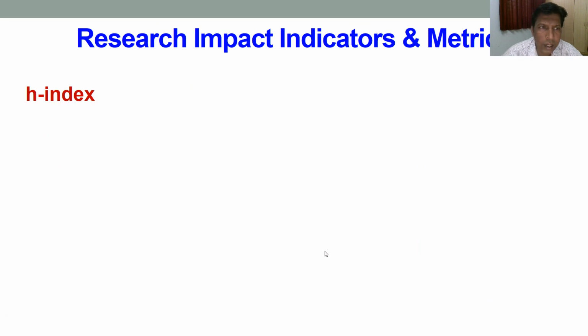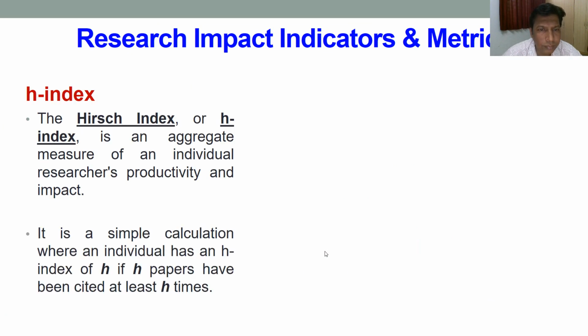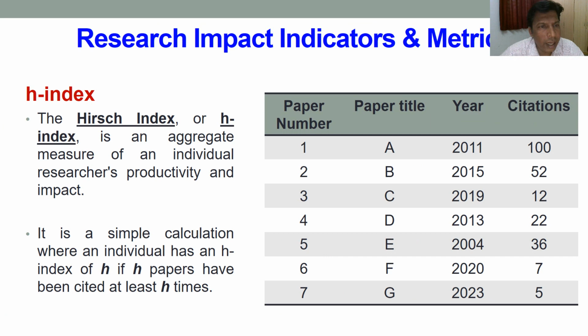So if you take one simple example, the H index is named after Hirsch, so it is also called the Hirsch index. It is a measure for individual researchers to see their productivity and impact. This is a measure of the productivity or impact of that researcher on the research community.